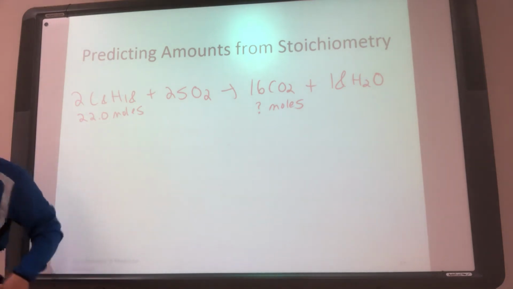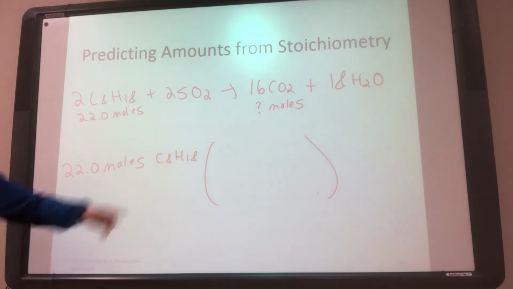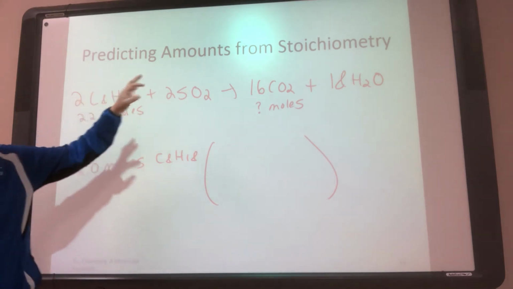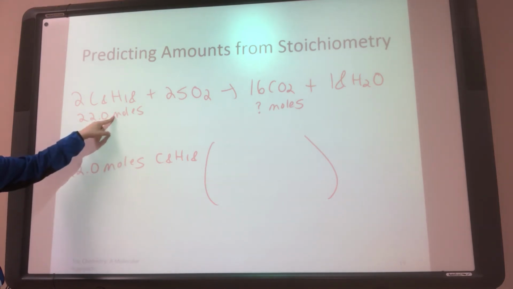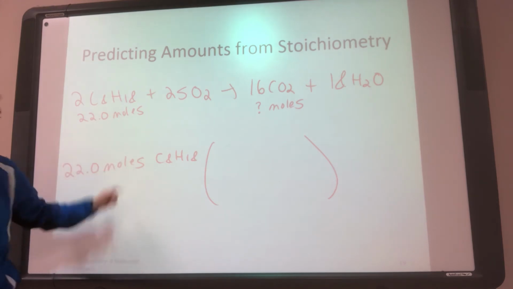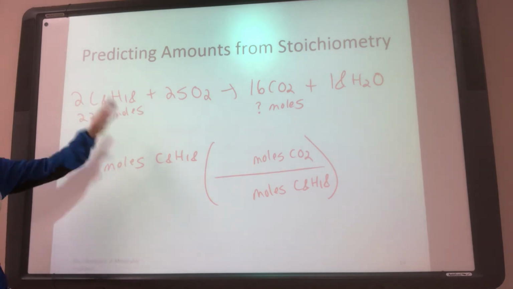So I start with what I have. I have 22.0 moles of my C8H18. I don't want C8H18, I want to go to CO2. So I want to go from here to here. I can only do that if it's in moles. Since this is already in moles, I don't have to convert it. If this were in grams, I would have to put it in moles first. But since it's in moles, I can go from moles of that guy to moles of whatever I'm trying to go to, and in this case, it's CO2. So I can convert from one to the other.